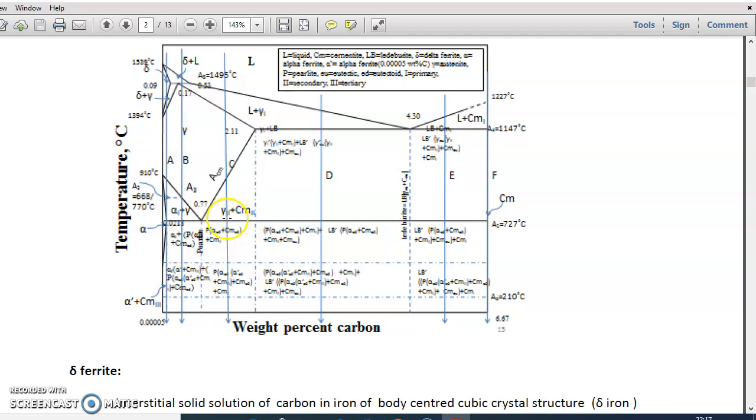Now, ledeburite contains these two, austenite plus cementite. Austenite is a metastable structure, so austenite again decomposes into alpha plus cementite. That is why the mechanical mixture of these two, which is transformed by the eutectoid reaction, is known as transformed ledeburite. And you can see the mixture. So everywhere you can see the mixture of alpha plus Fe3C.